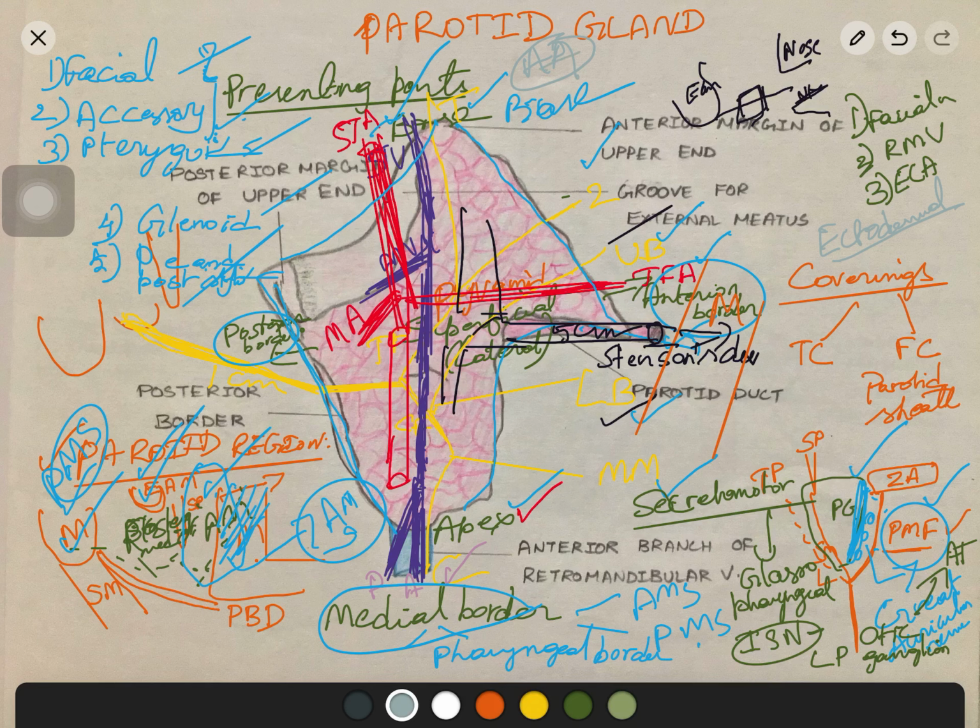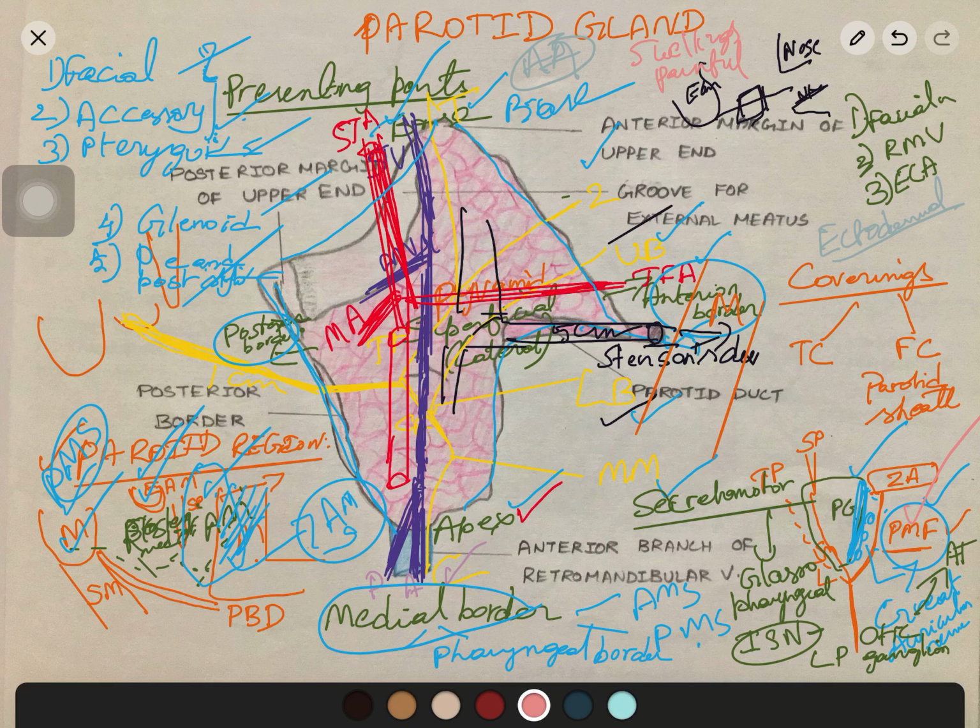Last is the applied anatomy of the parotid gland. One, we have already told, parotid gland swellings are painful because the parotidomasseteric fascia is not yielding. Next, a parotid abscess is drained by a small incision, so that we avoid injury to the branches of the facial nerve.